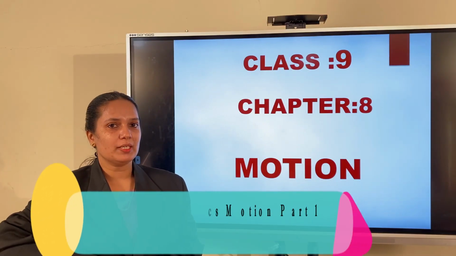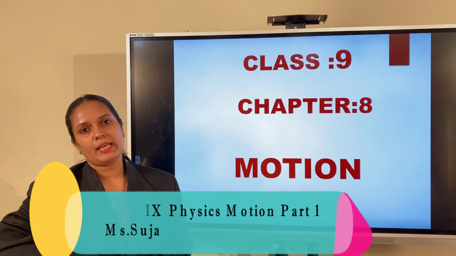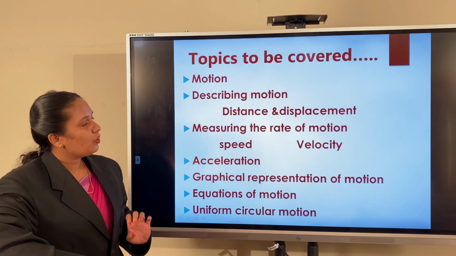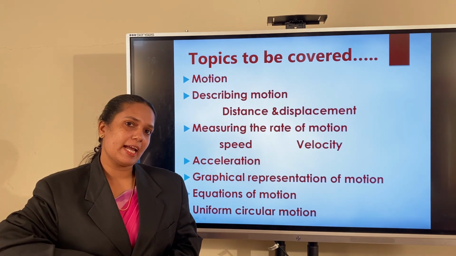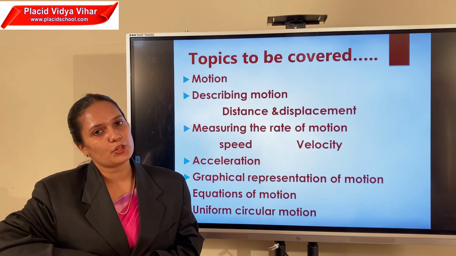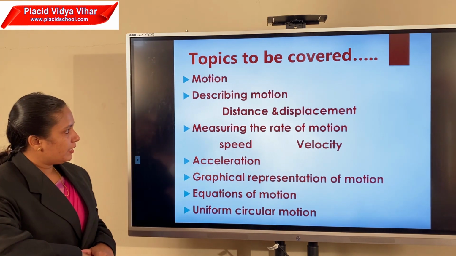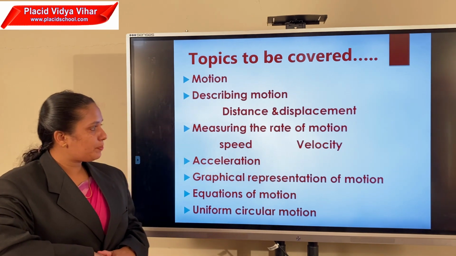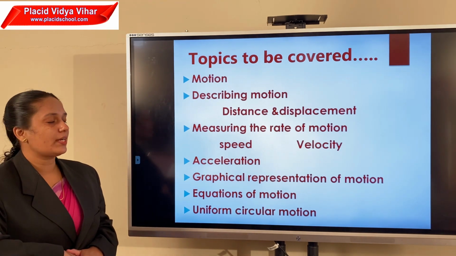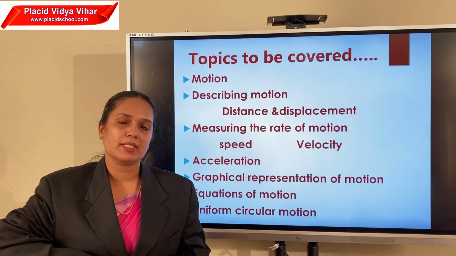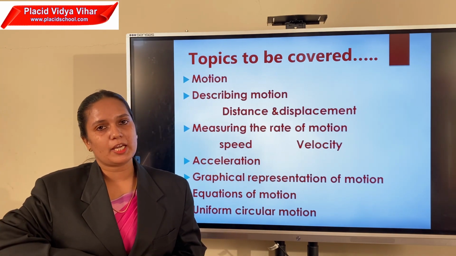Welcome to our new chapter, motion. In this chapter, we are going to discuss what is motion, how to describe the motion of an object, then how to measure the rate of motion of an object, different physical quantities like distance, displacement, speed, velocity, acceleration, then graphical representation of motion, equations of motion, and circular motion.